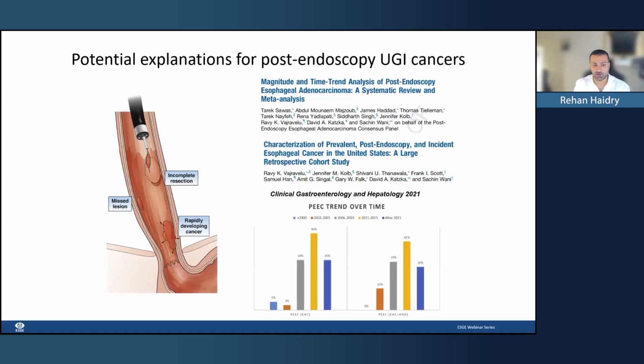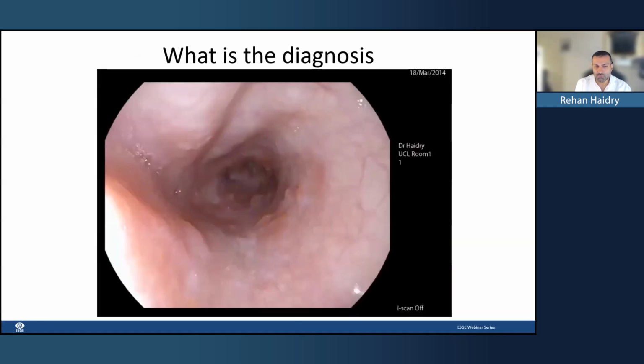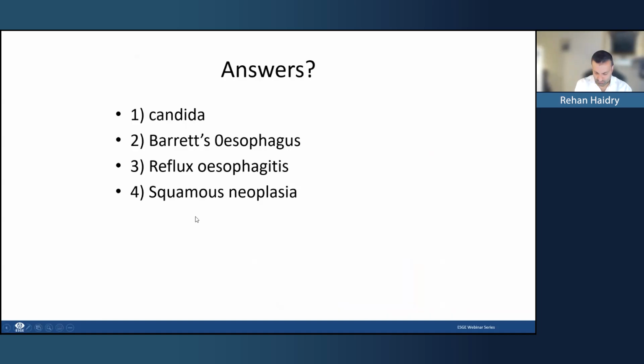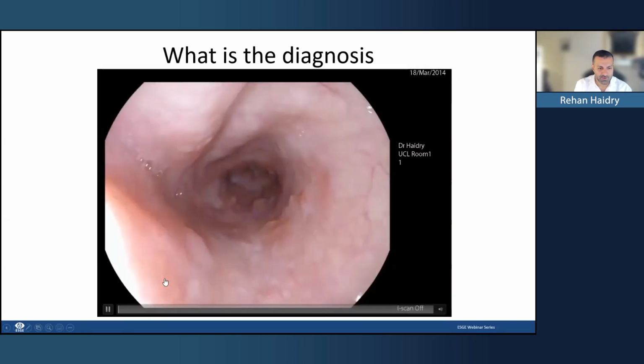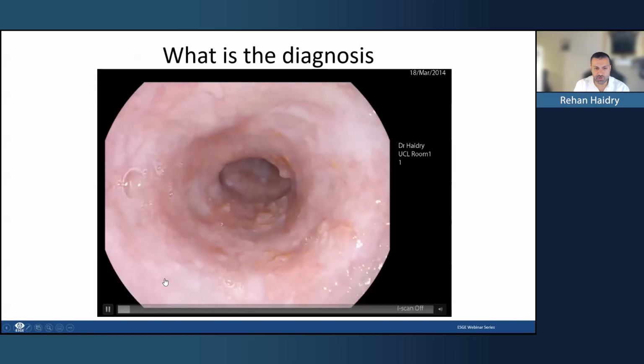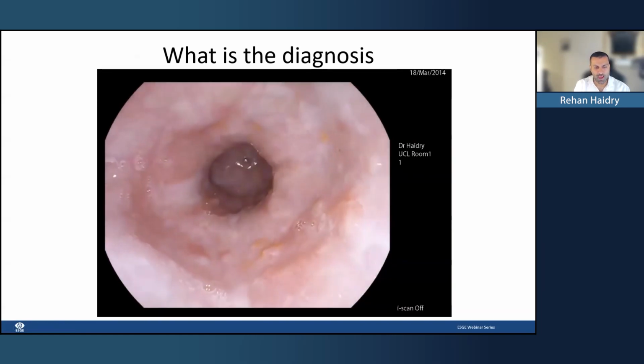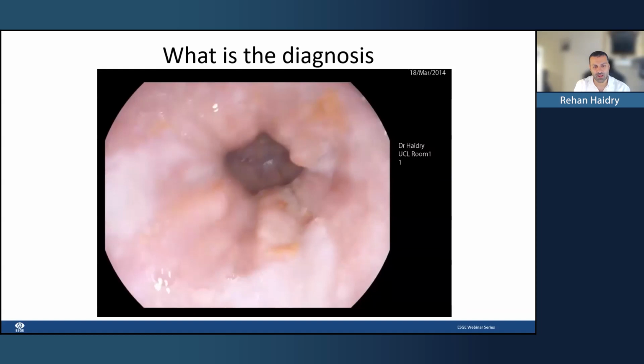Now, it could be because we have a very rapidly progressing lesion in that time, but the likelihood is we've probably overlooked it. So here, ladies and gentlemen, just to go back a step, is another short video for you. And I'd like you to have a look at this video, and think, what do you think the diagnosis is here?